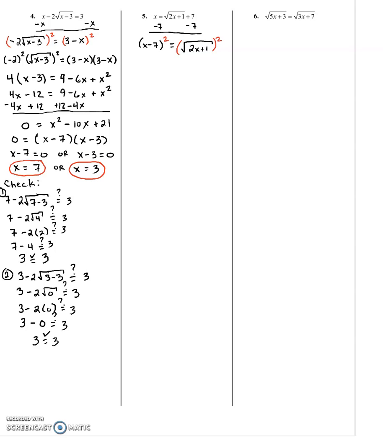And so we have x minus 7 times itself equals 2x plus 1. And now we need to FOIL again. So we have x squared minus 14x plus 49 equals 2x plus 1. Now again, we need to set this whole thing equal to 0. So that means get everything on one side of the equation. So we'll subtract 2x and 1 from both sides of the equation.